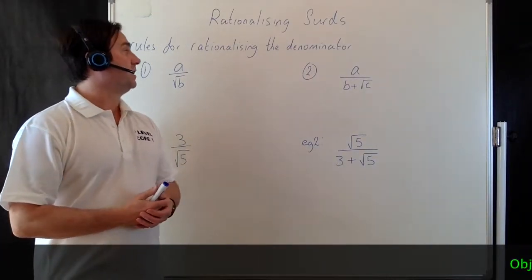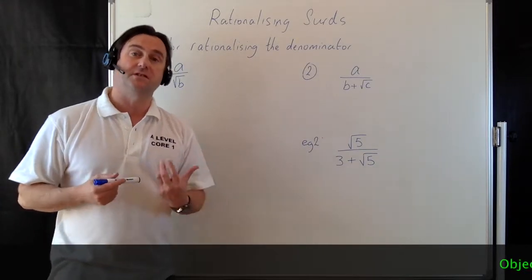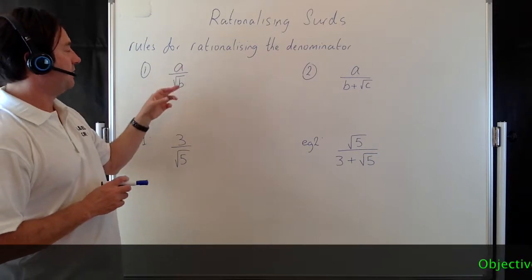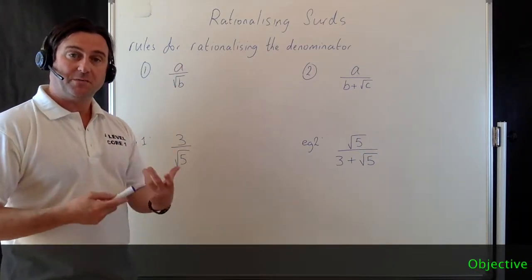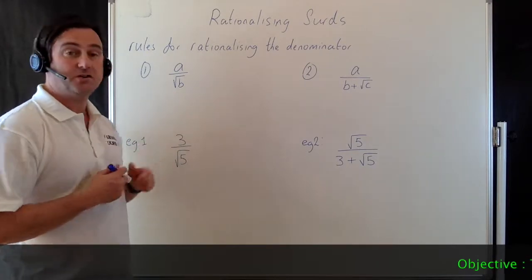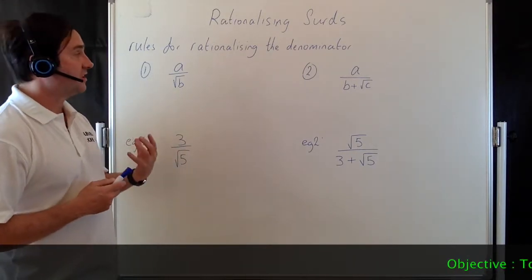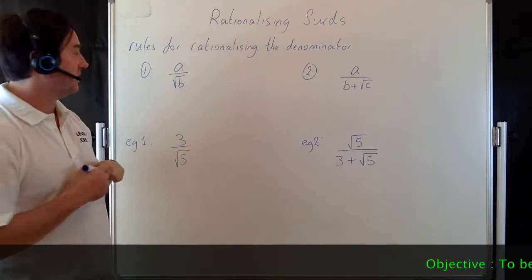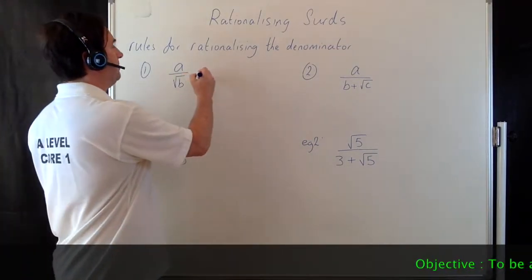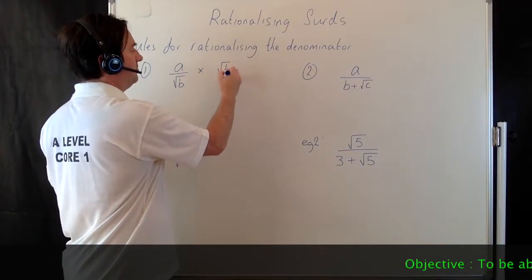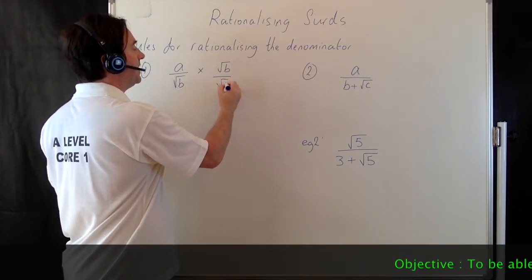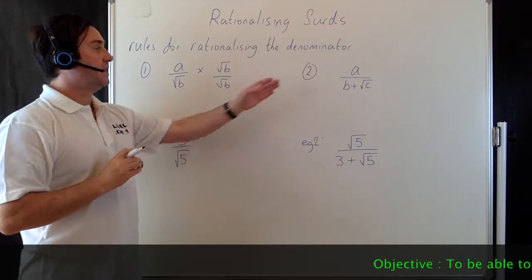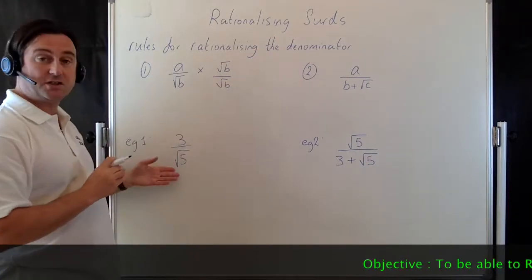Now we've got two rules here for what we call rationalising the denominator. If you've got a fraction in the form of a over root b, where the bottom part, the denominator, is a surd, what we need to do to rationalise that is to multiply the top and the bottom by root b. So the rule would be multiply the top by root b and multiply the bottom by root b. Very simple rule. Let's have a look and see how this works on an example here.